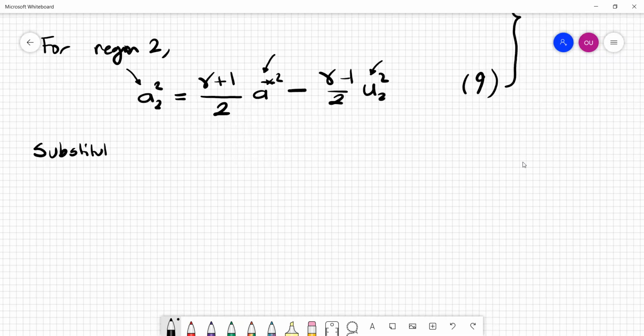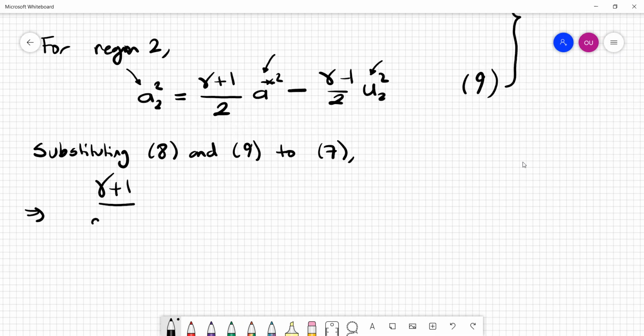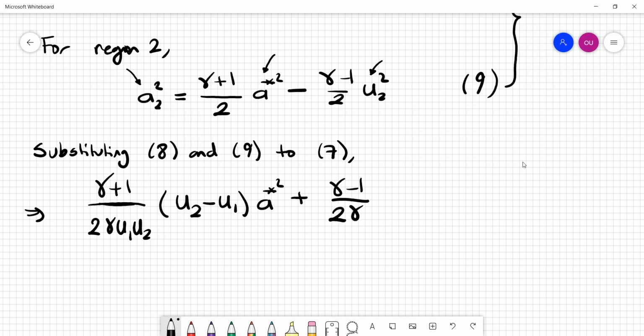So substituting 8 and 9 into 7, and of course after a little bit of rearranging, we get this relation: gamma plus 1 over 2 times gamma times U1 times U2 multiplied by U2 minus U1 times A star square, plus gamma minus 1 over 2 times gamma multiplied by U2 minus U1, must be equal to U2 minus U1.